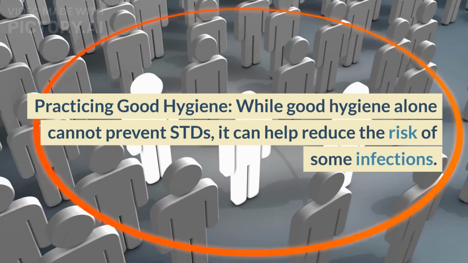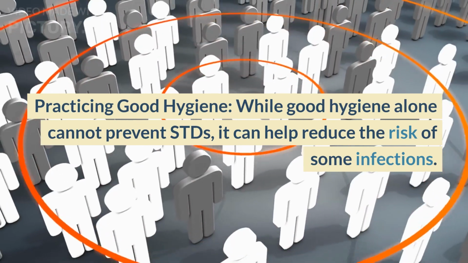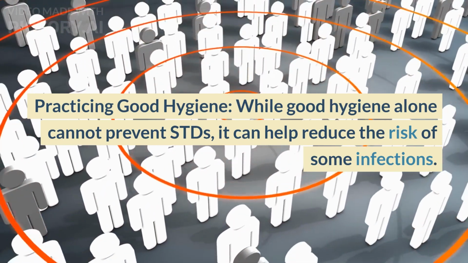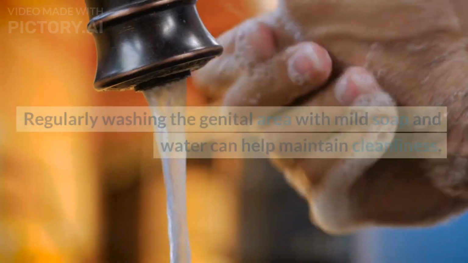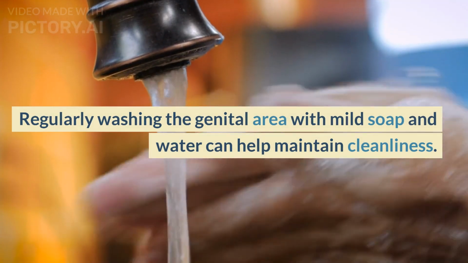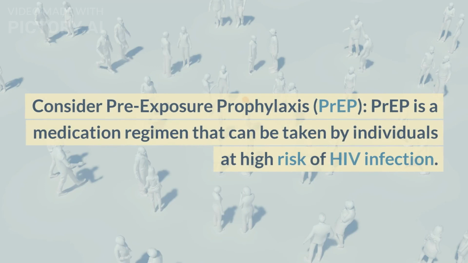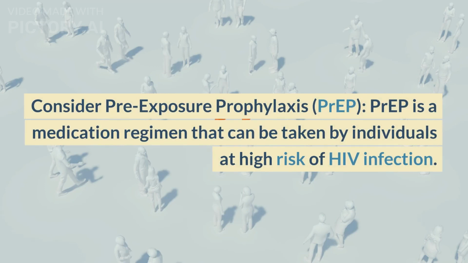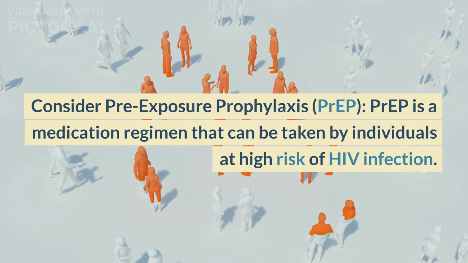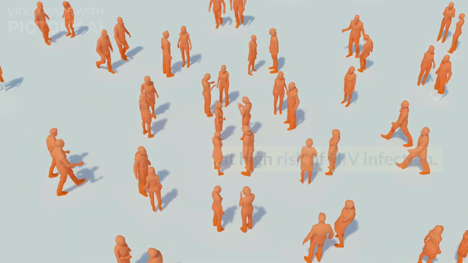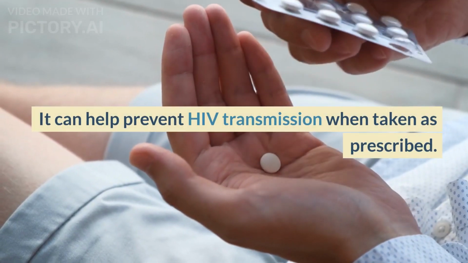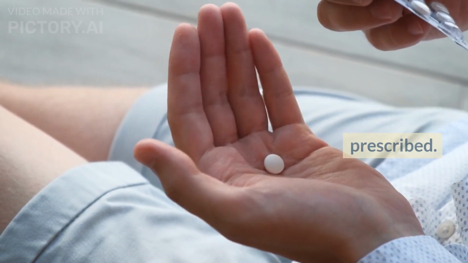Practicing good hygiene. While good hygiene alone cannot prevent STDs, it can help reduce the risk of some infections. Regularly washing the genital area with mild soap and water can help maintain cleanliness. Consider pre-exposure prophylaxis, PrEP. PrEP is a medication regimen that can be taken by individuals at high risk of HIV infection. It can help prevent HIV transmission when taken as prescribed.